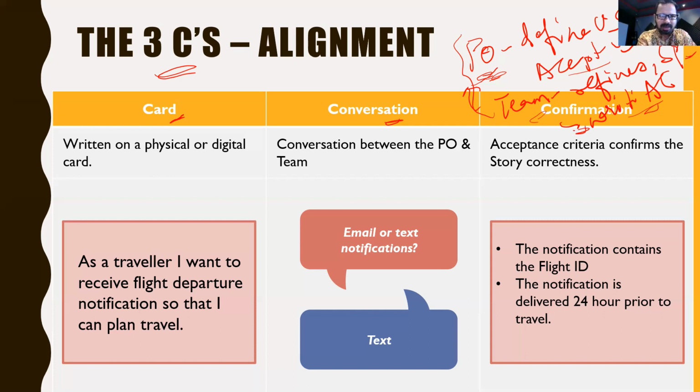Now, what happens in the card? On the card, the product owner has defined a user story, and it's like a small card, right? And the reason we are taking it as a card is so that we just write a brief description of what is the goal of the user. As a traveler, I want to receive flight departure notification so that I can plan travel.